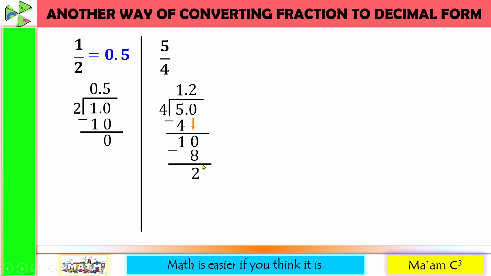It is not yet 0, so let us add again another 0 here. Let's bring it down here. So we have 20. 20 divided by 4 is equal to 5.